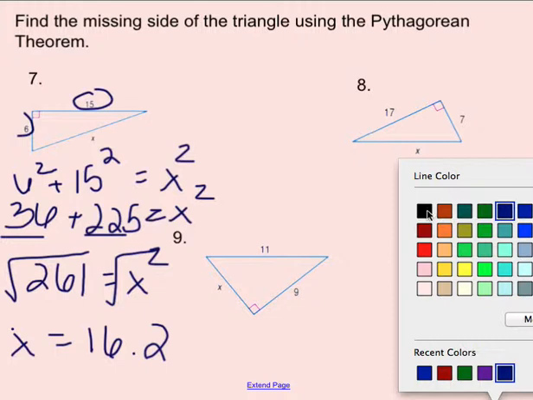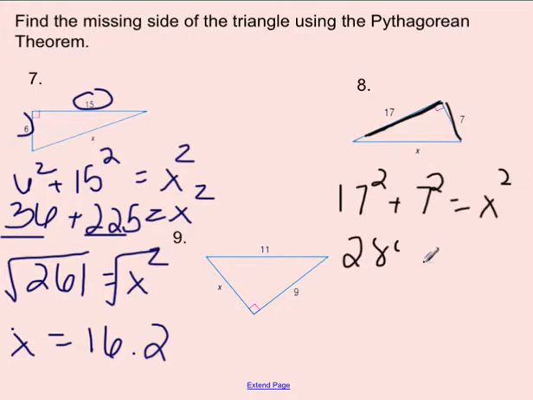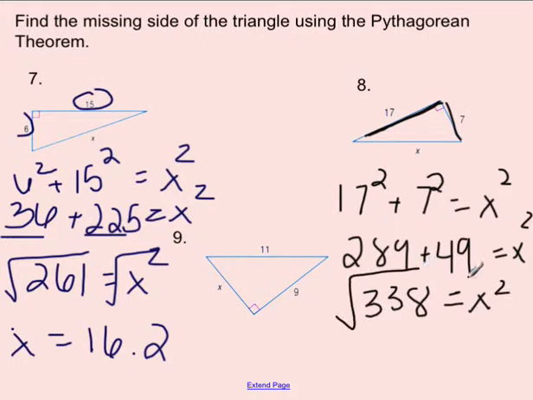Well, let's take a look at number 8. I noticed that 17 and 7 represent our legs. So 17 squared plus 7 squared needs to equal x squared. Well, 17 squared is 289, 7 squared is 49, and that needs to be equal to x squared. Well, 289 plus 49 is 338, and that's equal to x squared. So to undo a square, we take the square root, and we get that x is equal to 18.38 for our final answer for number 8.